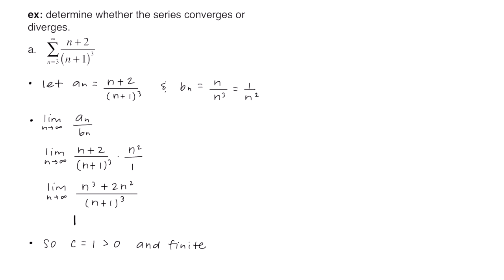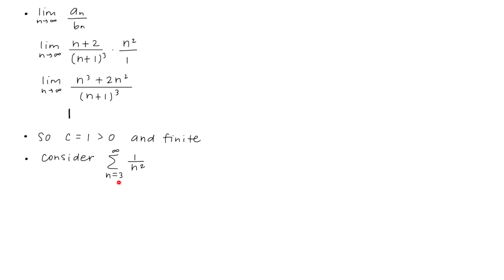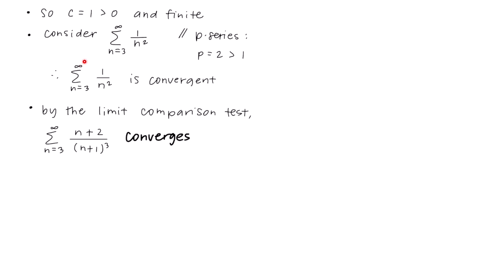b sub n. So we have the sum from n equals 3 to infinity of 1 over n squared. And you'll probably notice that this is of p-series form, where p equals 2, and 2 is greater than 1. So we get that this series is convergent. Since we determined that the series of b sub n is convergent, by the limit comparison test, the original series of a sub n does the same, so we conclude that this original series converges.